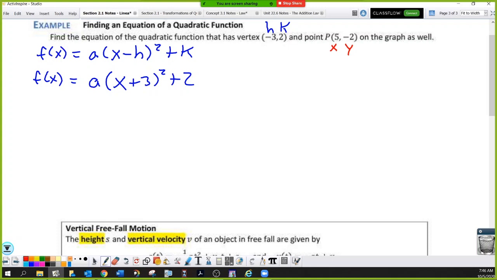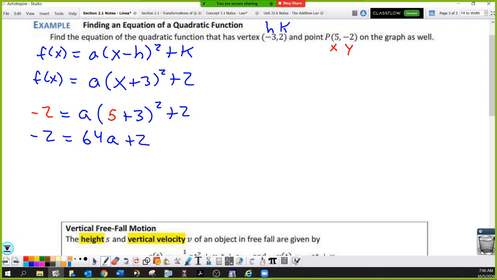My y value, -2, equals a times my x value, 5, plus 3 squared plus 2. All right, negative 2 equals a times, what is that, 8 squared? 64, so let's write 64a plus 2. Subtract 2 from both sides, you'll get 64a equals negative 4, and then divide both sides by 64.